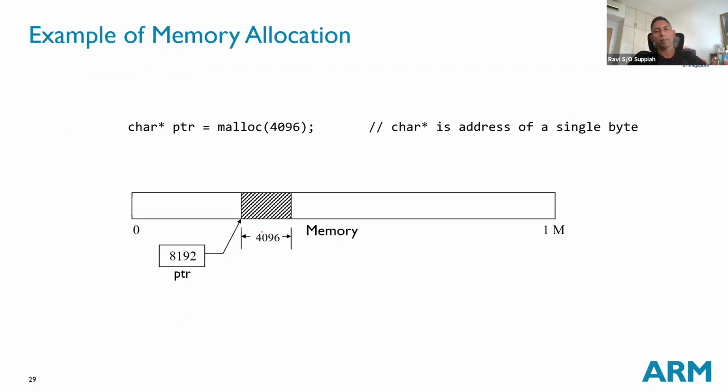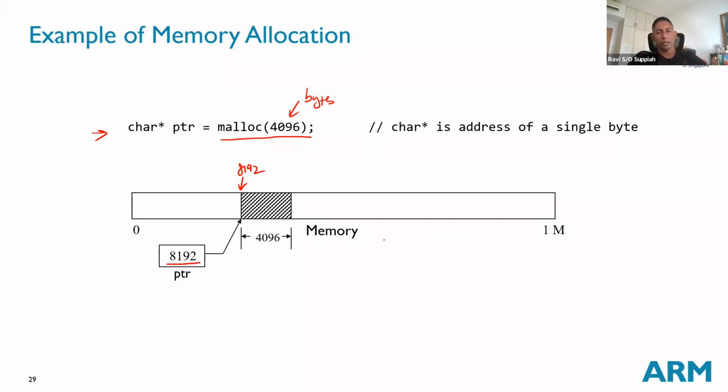So this is an example of a simple memory allocation where I have a character pointer and I malloc 4096. When you do this, what is happening? That means I'm saying that I want 4096 bytes of data to be set aside when I call this malloc. And the starting address is 8192, as an example. So that address is now allocated to the pointer variable.